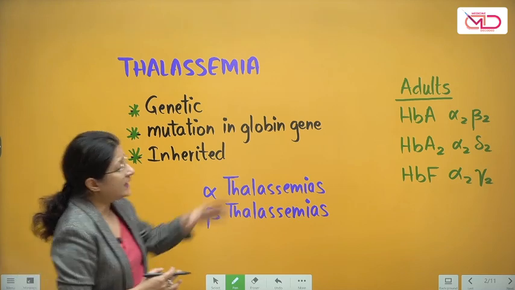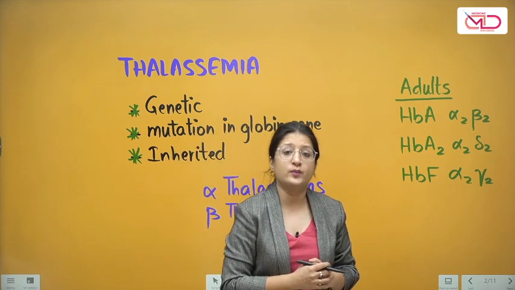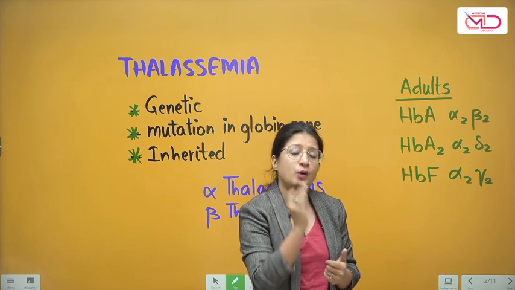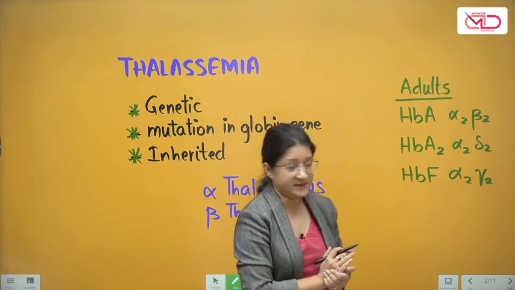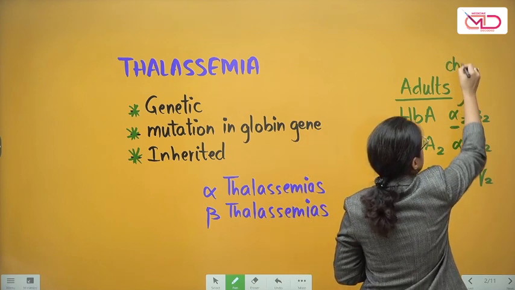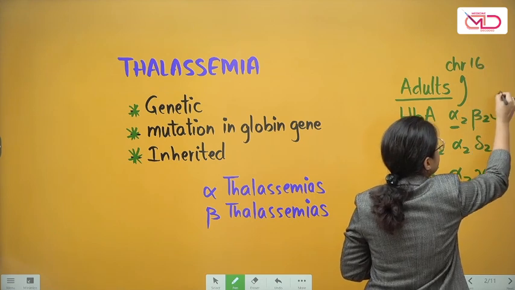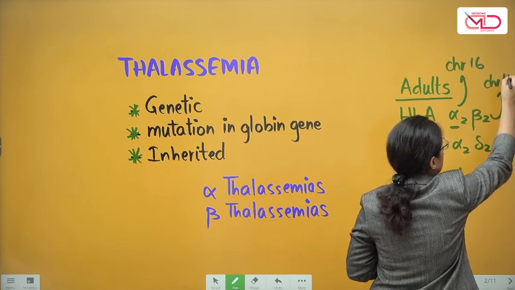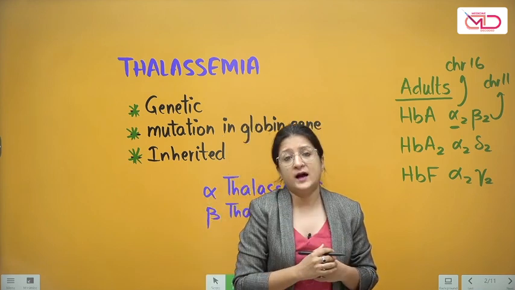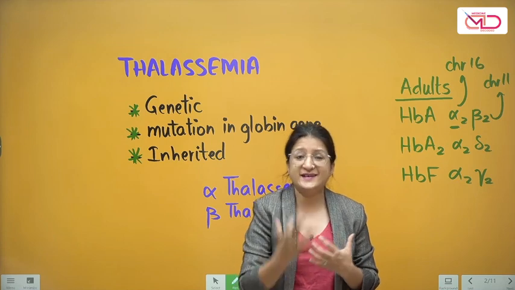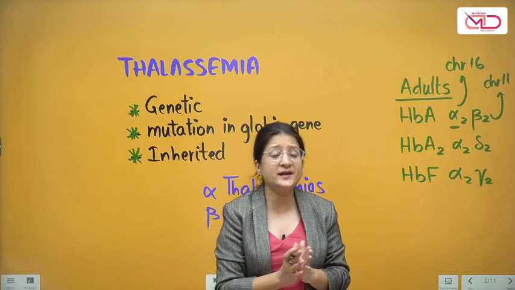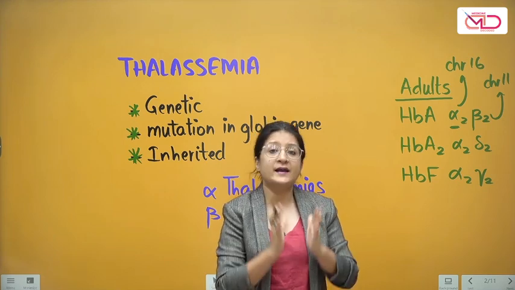The adult hemoglobin present in our body is predominantly hemoglobin A, which consists of 2 alpha chains and 2 beta chains. The gene for the alpha chain is present on chromosome number 16, and the gene for the beta chain is present on chromosome number 11. Various kinds of mutations have been described, such as point mutations and chain terminator mutations. The point being that these mutations are inheritable.